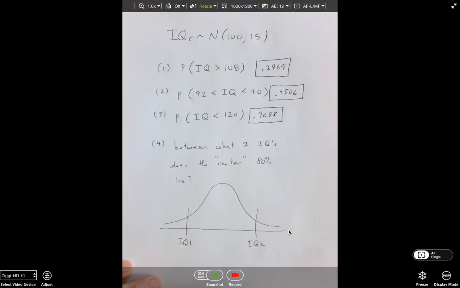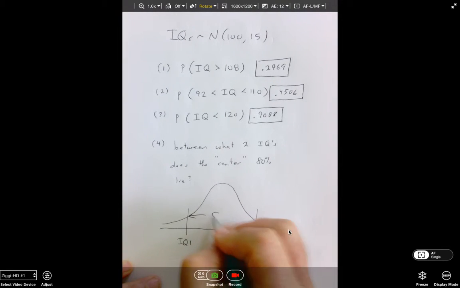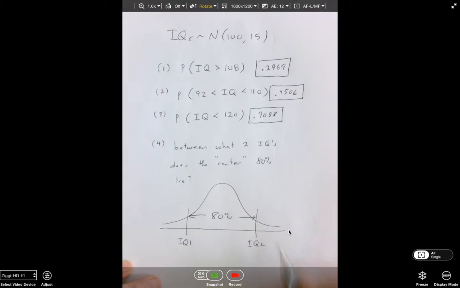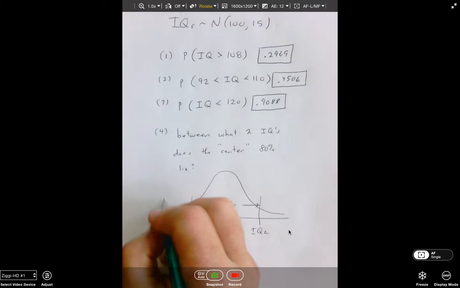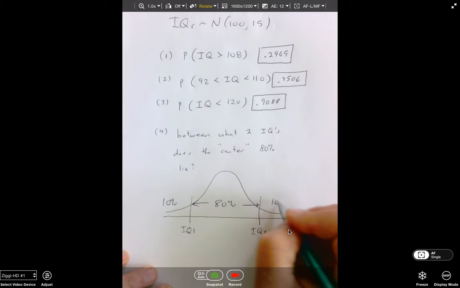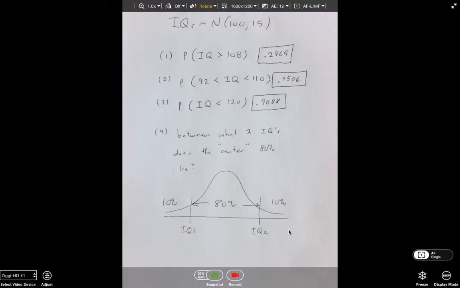Doesn't even have to be to scale. But I know I want between 80%. So how much am I missing? Well, I'm missing 20%. Put half of it here. Put half of it here. So to work the first problem, I'm going to do 10% below. To work IQ2, I'm going to have 90% below.